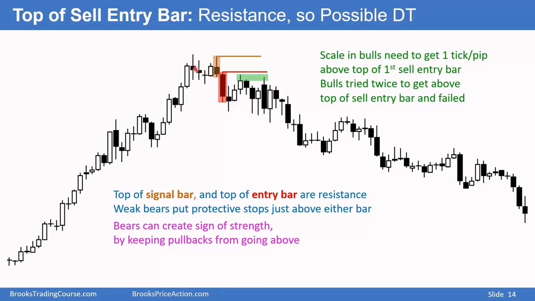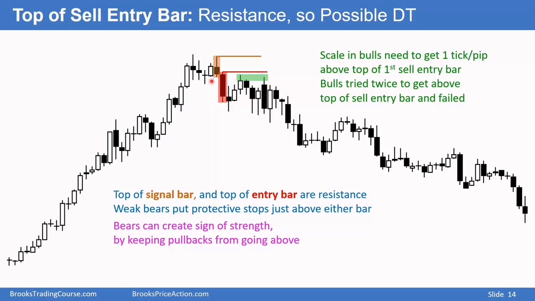Some bulls bought this as a small bull flag, disappointed by this, hoping that it gets one tick above this signal bar high so they can get out, break even. Traders know that the bottom of the sell signal bar and the top of the sell entry bar are resistance. And if the market gets there, bulls will resume. The market tried to get above there here, could not. Tried to get above there here, could not. So now we have a double top lower high, and you can see the bulls gave up here. It's a sign of strength on the part of the bears.